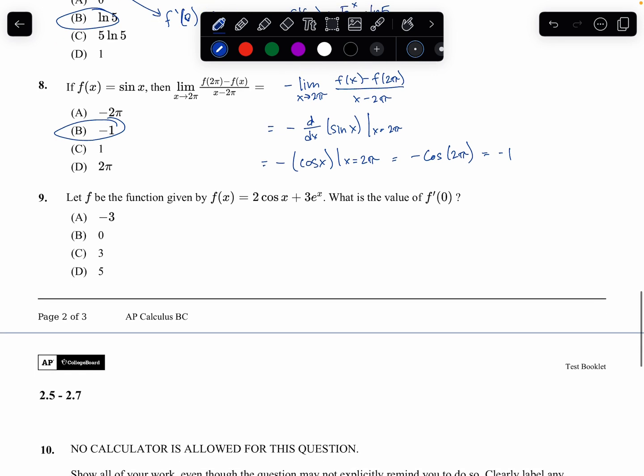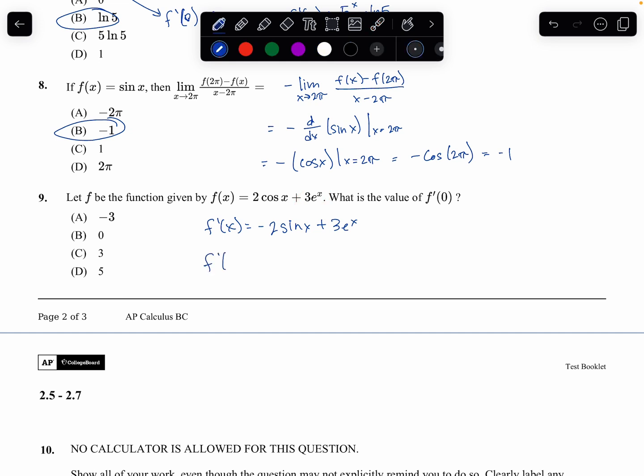9, let f be the function given here. What is the value of f prime of 0? So let's do f prime of x first. The derivative of cosine is negative sine, so negative 2 sine of x, plus 3 e to the x, because the derivative of e to the x is e to the x, so that just stays the same.